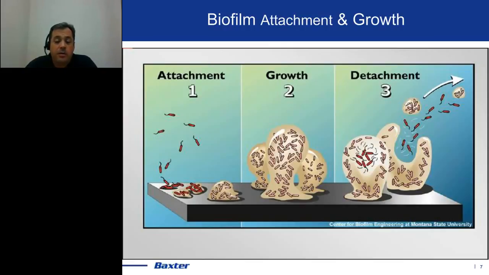And eventually you'll see detachment events. Those are usually sloughing or seeding activities. Sloughing means large chunks breaking off and potentially floating away. And seeding is a mechanism whereby the organisms dissolve their own matrix and float or swim away individually.